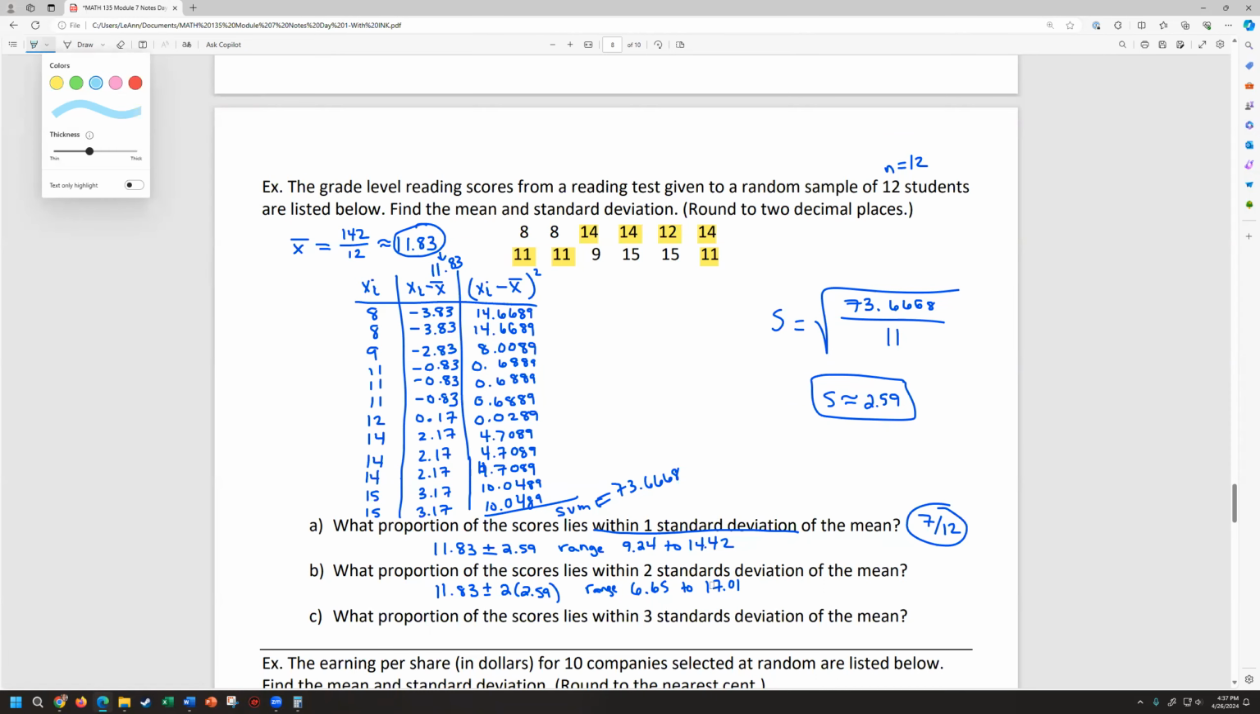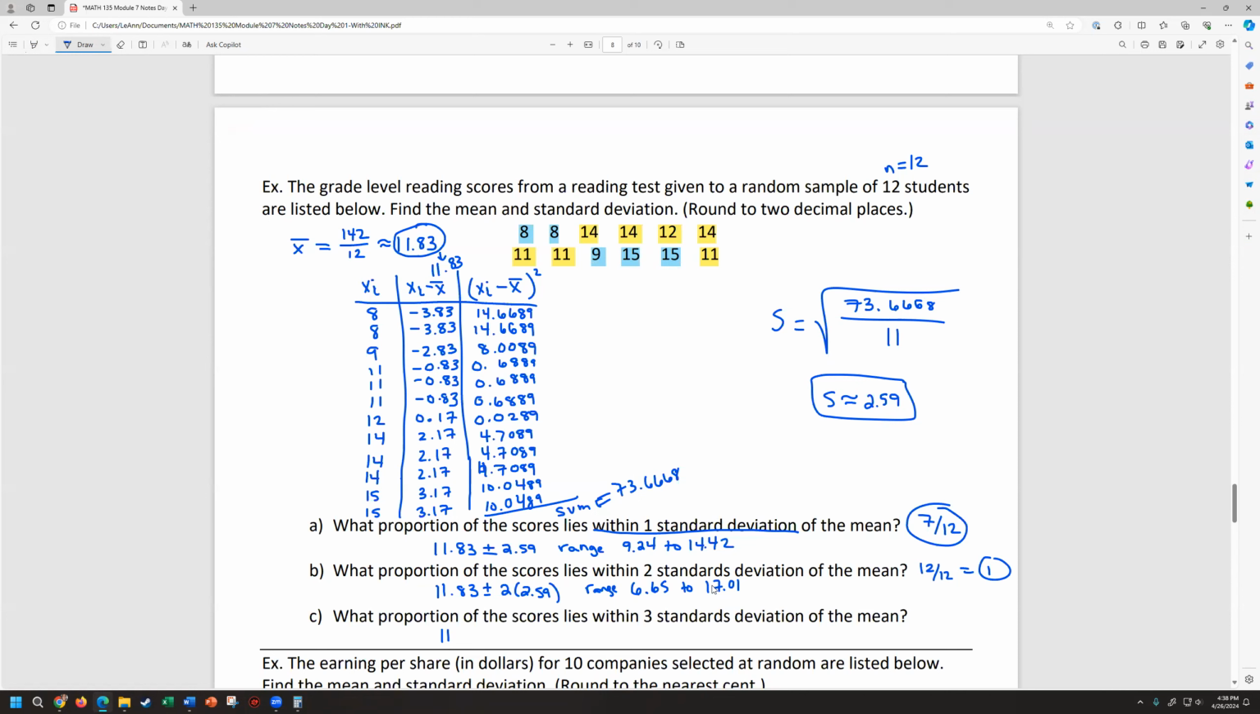Now, if you notice, we can throw in a couple more elements. In fact, I think all of them. 6.65 is low enough that 8 and 9 are now included, and 17 is bigger than 15. So now, just by doing this twice, we have 12 out of the 12 items included in this range, which means we're at 100% or 1.